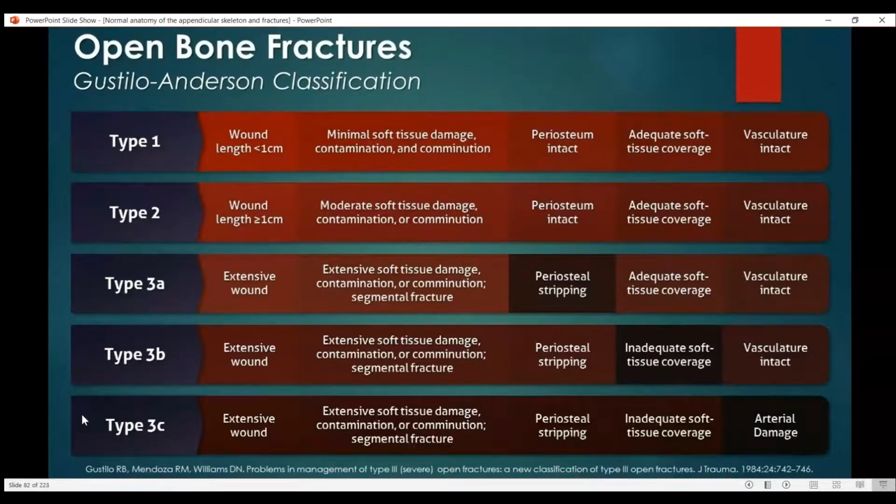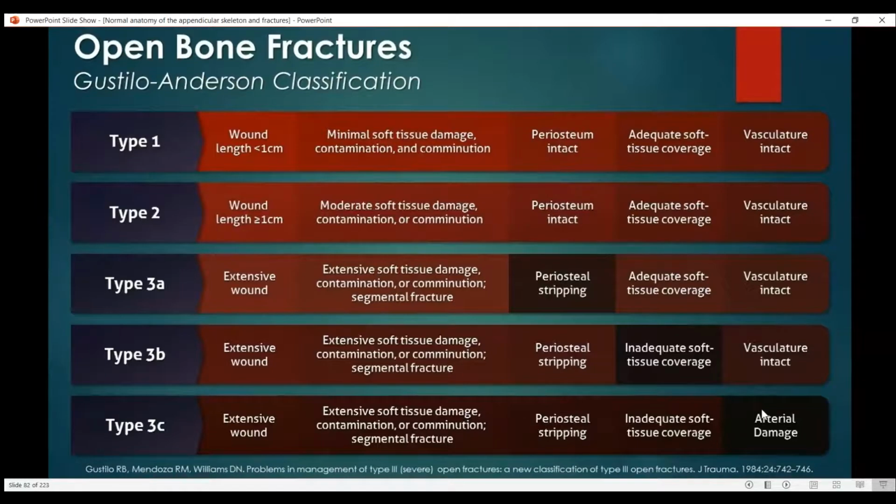The Gustilo-Anderson classification is used for the assessment or evaluation of complications related to open bone fractures. It has five types: type 1, type 2, type 3A, 3B, and type 3C. Out of these, type 3C is very important because it will have arterial damage. So that is how you are going to remember.